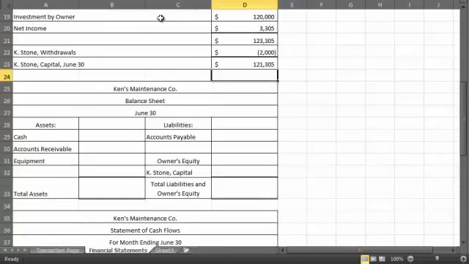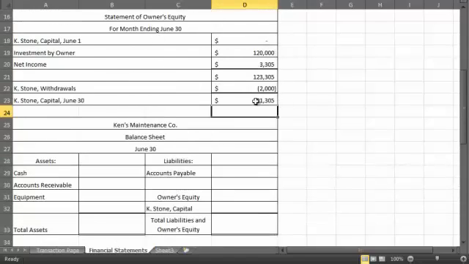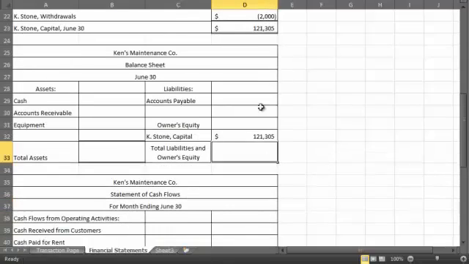So one of the other things is, now that we completed the statement of owner's equity, we need to take this balance that we arrived at and put it in the owner's equity section on the balance sheet. And so we'll put that $121,305 next to Keystone Capital. Now another thing about the balance sheet, if you look at it, what do you see? Assets, liabilities, owner's equity. So this is really the accounting equation. We know then that our total assets have to equal our total liabilities and owner's equity.